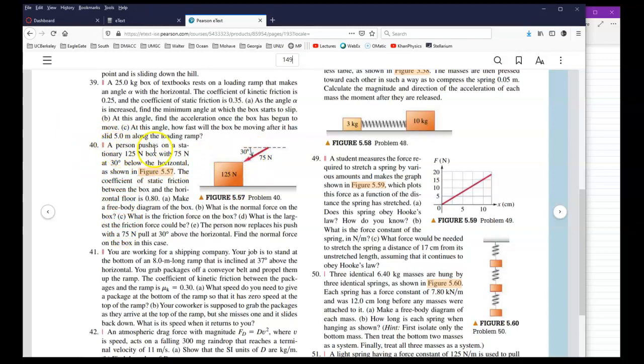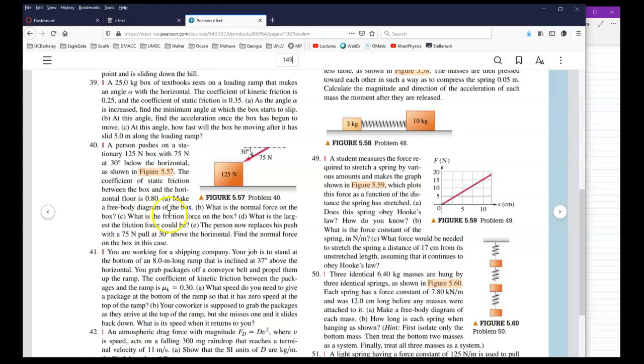It says a person pushes, okay, you got this box, okay? So the guy is pushing on it like that, in this direction, at 30 degrees below the horizontal. You see that? It says a person pushing on a stationary 125 Newton box with 75 Newtons at 30 degrees below the horizontal. The coefficient of static friction between the box and the horizontal floor is 0.8. That's static, which means the box is not moving. Sigma F equals 0. Cannot be ma.